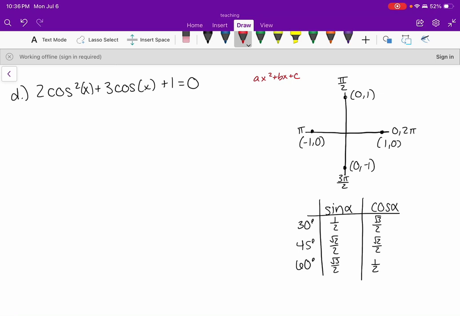Now, if you wanted to here, you could plug into the quadratic formula and get your x values. However, what you'll have to be careful of is when you get that quote-unquote x value, it's really cosine equaling that x value. So you'd have to be a little careful. You'd still have to find the angle.